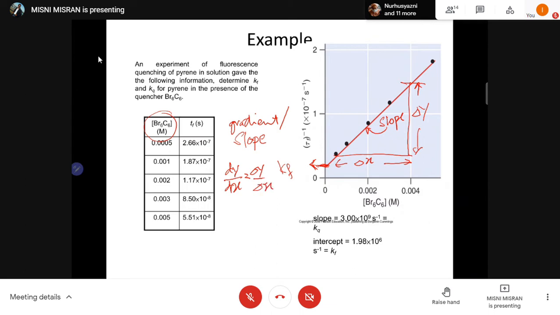So you have a data point here, whatever data there. So the value here is about 2 times 10 to the 6 per second, the intercept. And for the slope, you get 3 times 10 to the 9 per second, Kq.